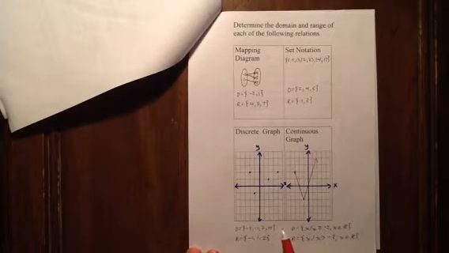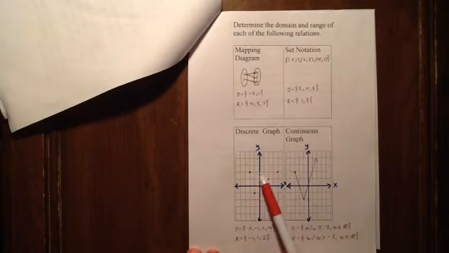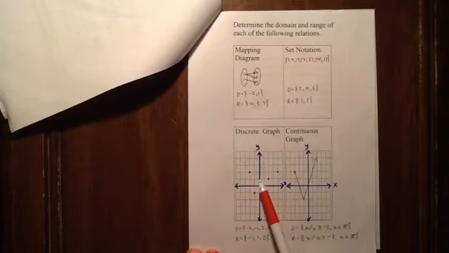Now next we look at the y values in order to deal with the range. And the y values are: the y value of this point is 2. The y value of this point is -1. The y value of this point is 1. And the y value of this point is 2.